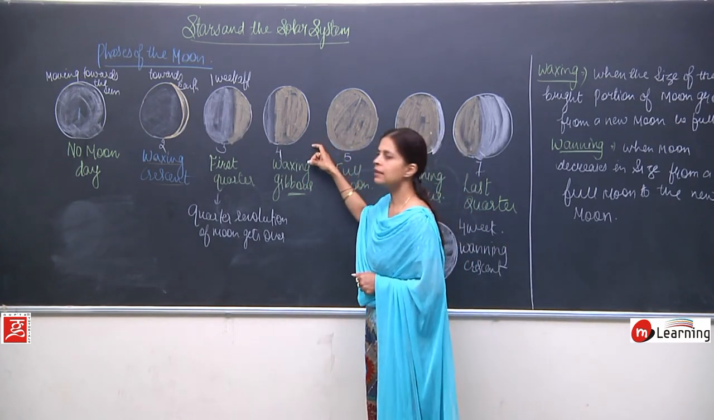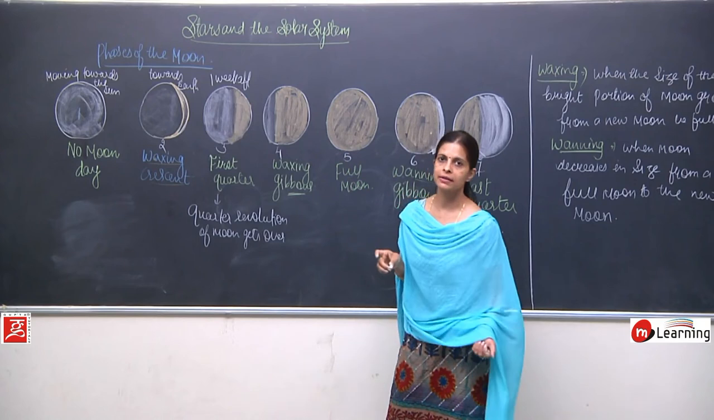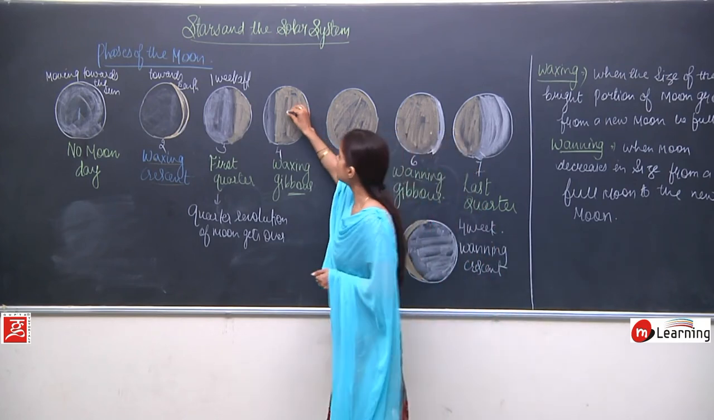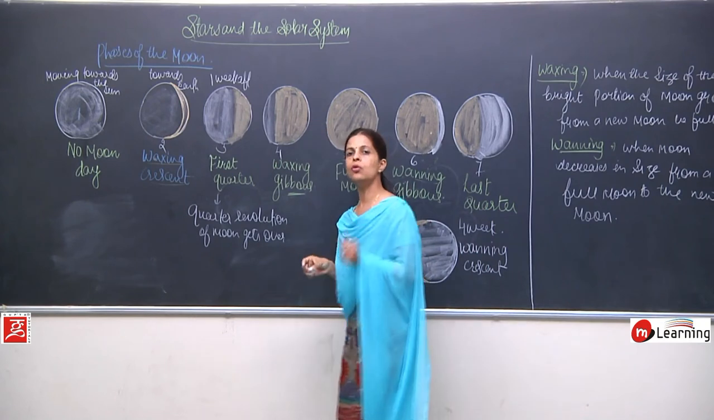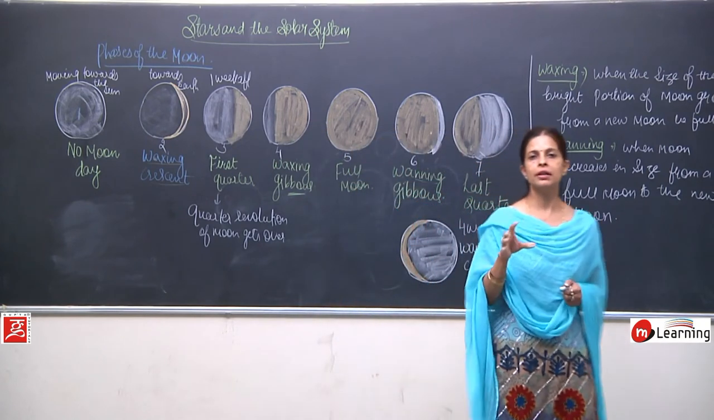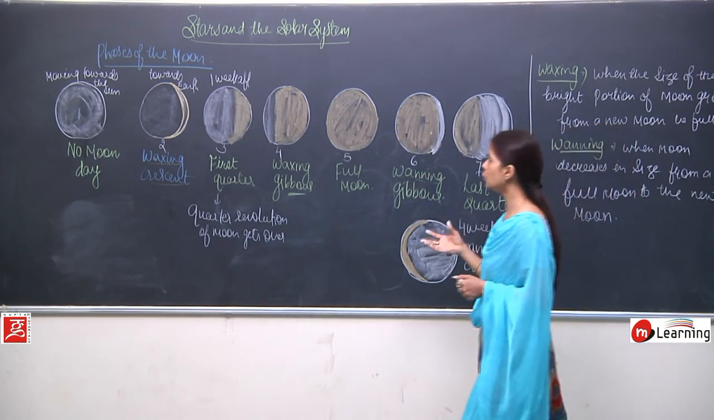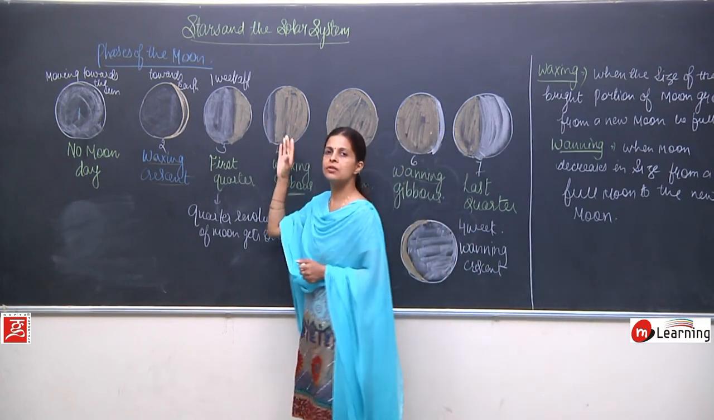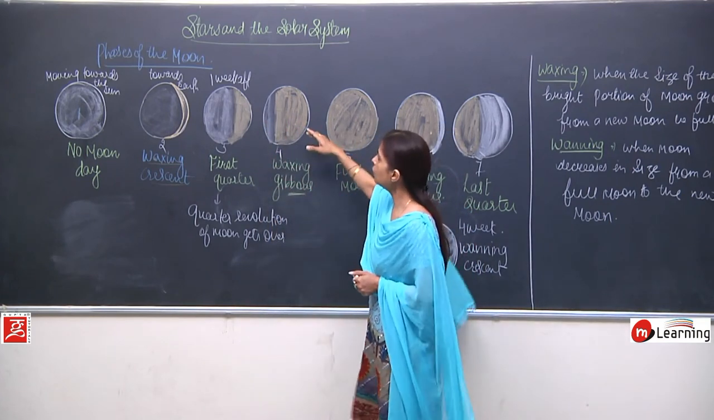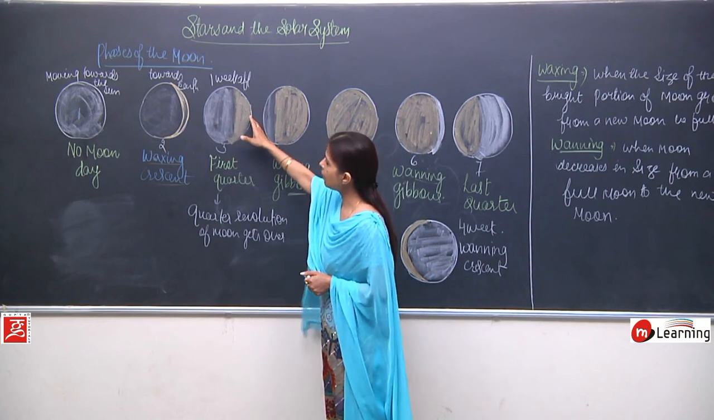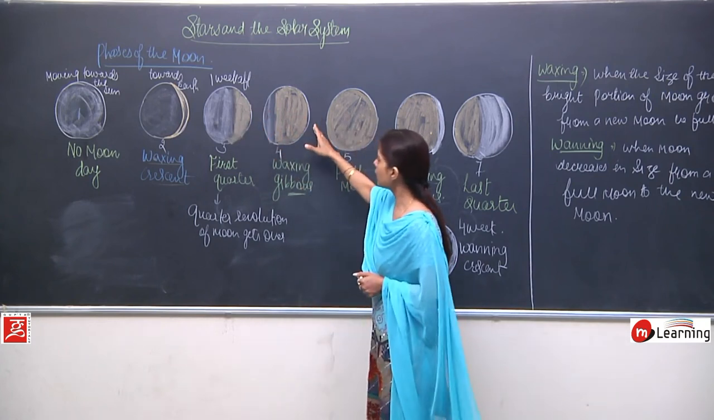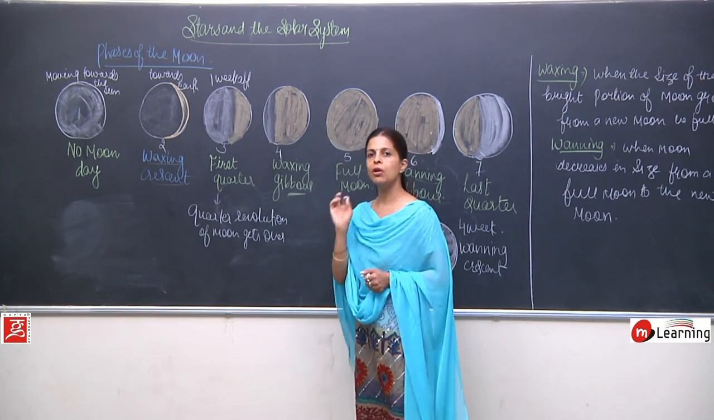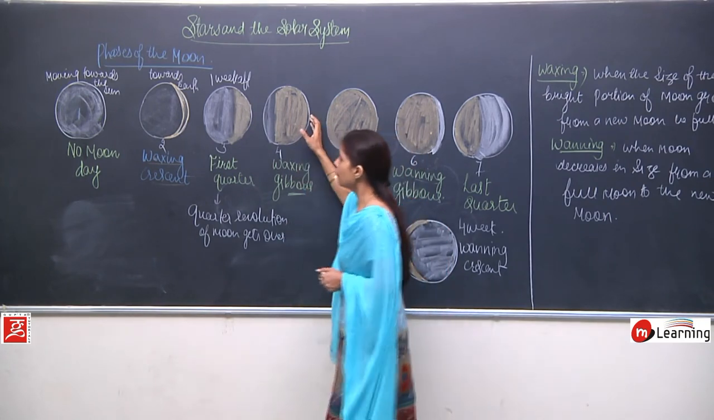Now again, waxing gibbous. Why waxing? Because it is increasing. Gibbous means what? It is big. Now it has increased and almost, I am using this word almost, the moon is visible totally. Only a little part is left, which is not visible. So this was the stage which has come after 1 week, and now this is waxing gibbous, that means it has become bigger, and only a small little part is left, which is not visible.